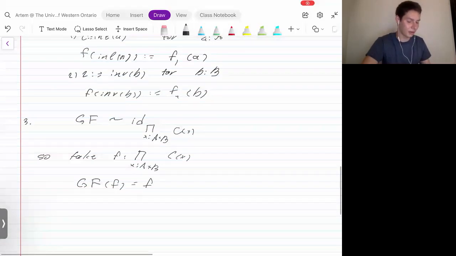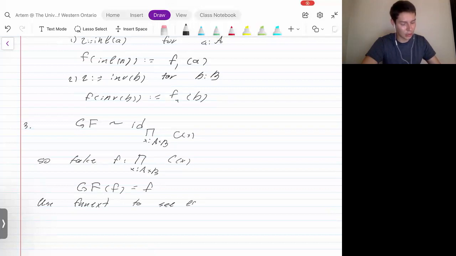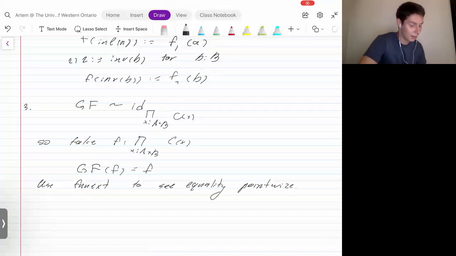So here, both of those are functions. You can use functional extensionality. So what it is to see equality pointwise, right? Basically what we really need is a homotopy between those two functions. So let z be an element of the coproduct and induct.